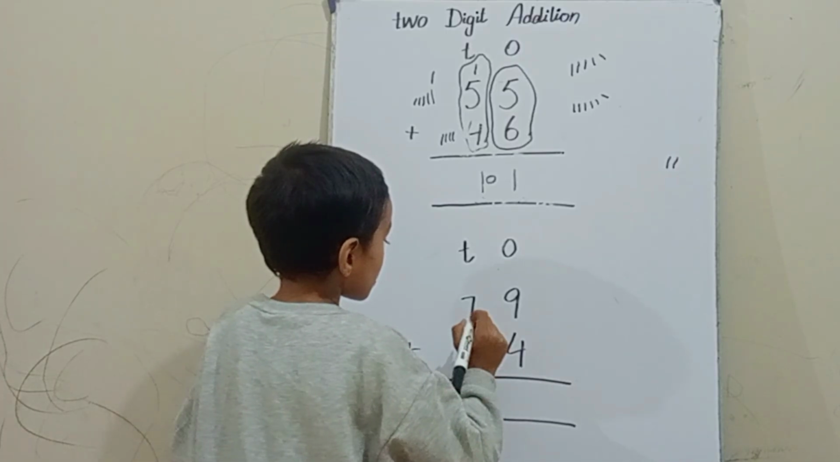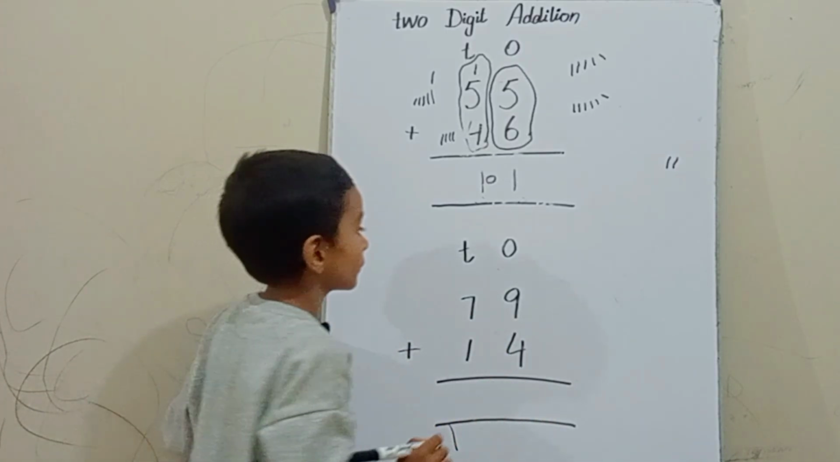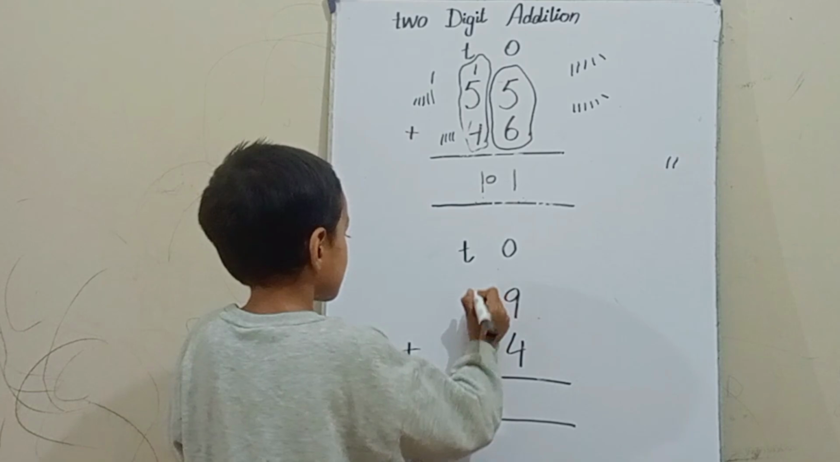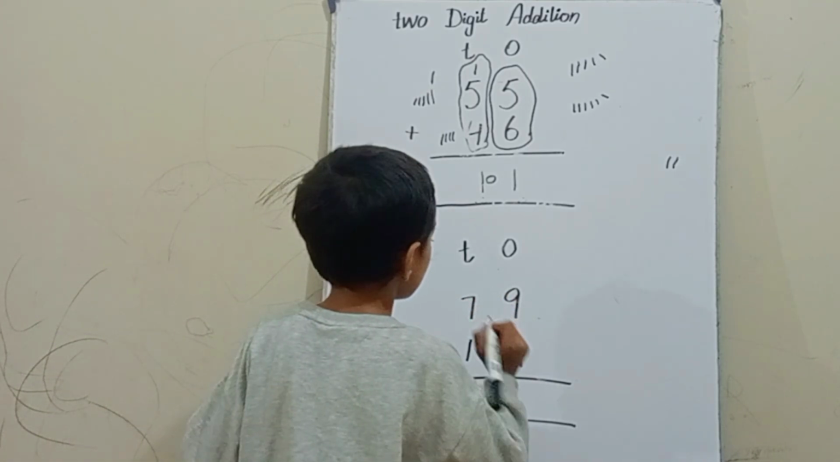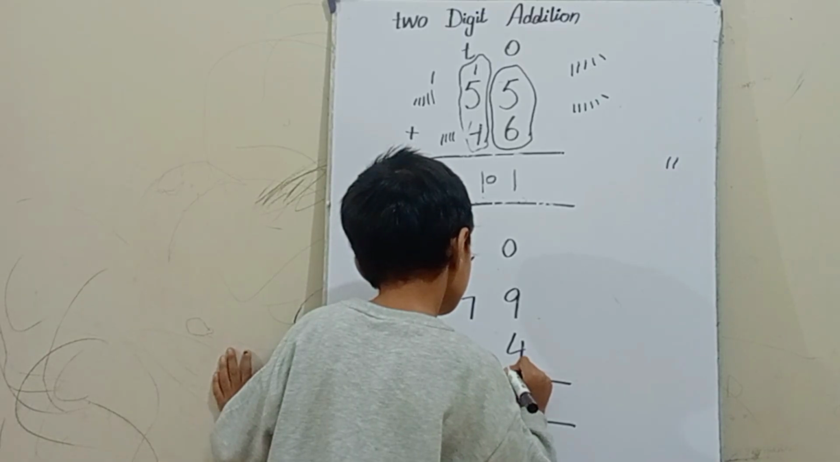79 plus 14. This is ones side. This is tens side. First, we will add ones side.